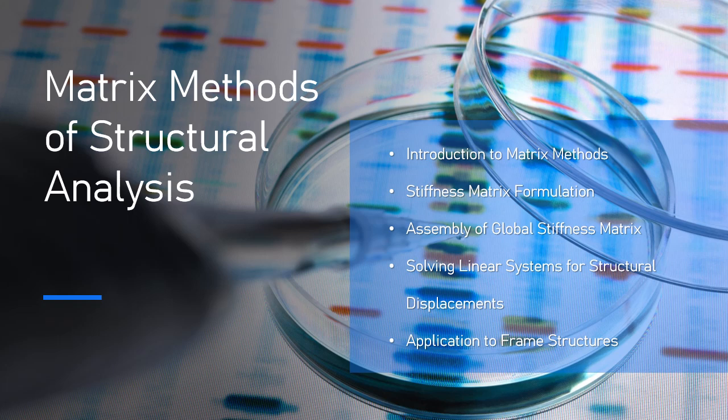For example, if a frame element connects node 1 and node 2, the entries of its transformed stiffness matrix are added to the global stiffness matrix K at the corresponding positions for those two nodes. The assembly process involves superimposing the contributions from all the elements of the frame.